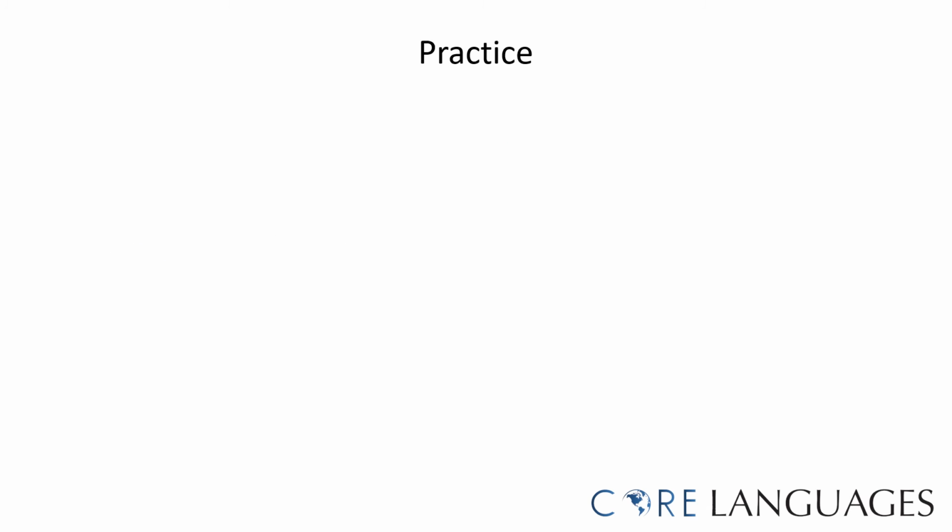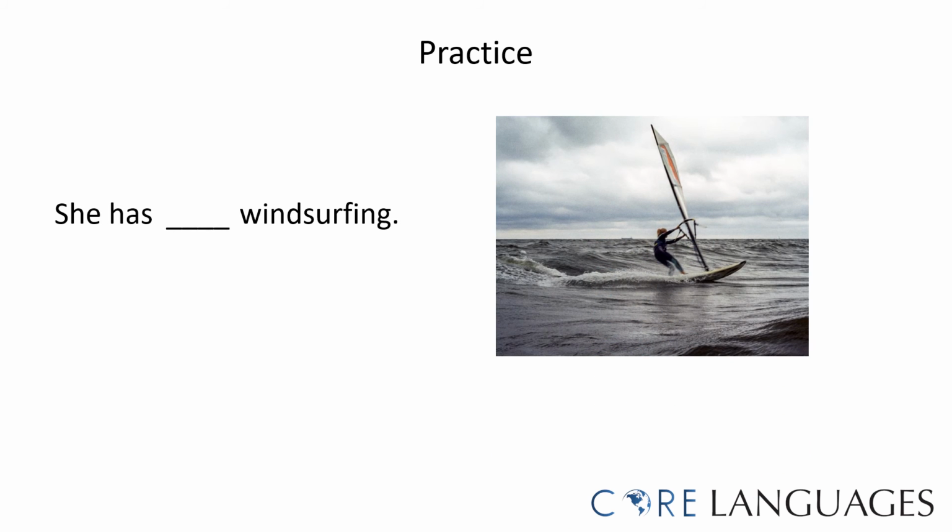Look at this sentence and try to choose the correct past participle to complete the sentence in the present perfect. She has gone windsurfing or she has went windsurfing. The past participle of the verb to go is gone. She has gone windsurfing.